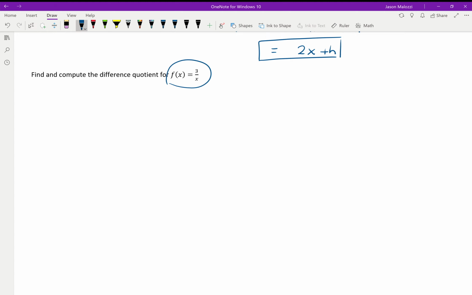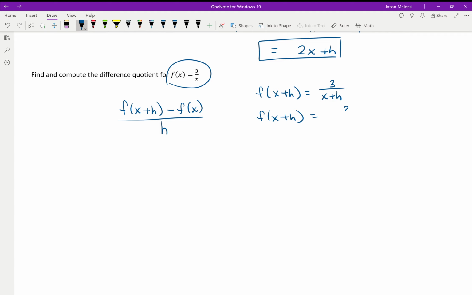And now we're going to talk about a fraction. So just as a reminder, I'll write the difference quotient again, the expression for it. So f of x plus h is 3 over x plus h, and there's really nothing to do with that. So that means that the numerator is 3 over x plus h minus 3. I meant to say f of x plus h minus f of x. Let me just fix that real quick. f of x plus h minus f of x.